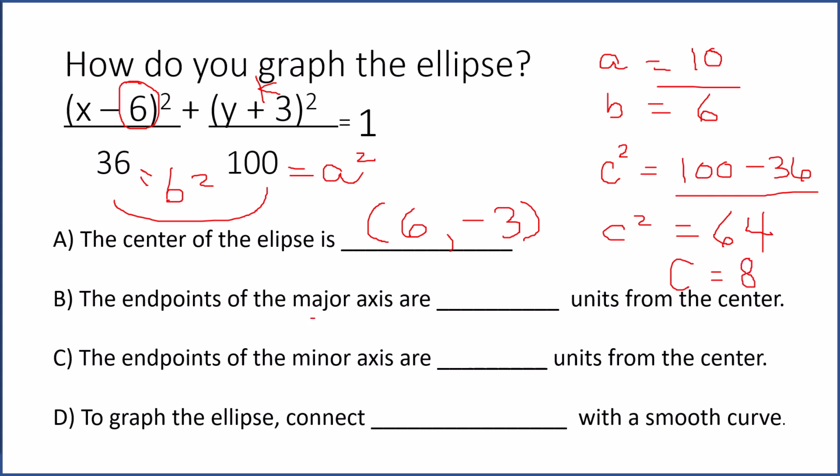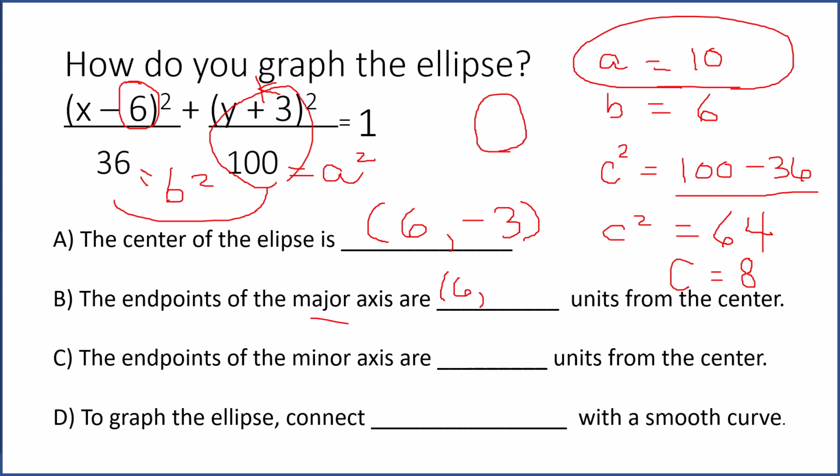All right, the major axis is going to be with a, the larger denominator. So it's going to go up and down, the direction of the y. So we're going to take our center, and to the y coordinate, we're going to add and subtract 10. We're going to leave the x coordinate alone. So negative 3 plus 10 is positive 7. Leave the x coordinate. Negative 3 take away 10 is negative 13.